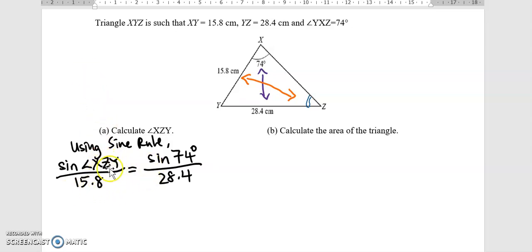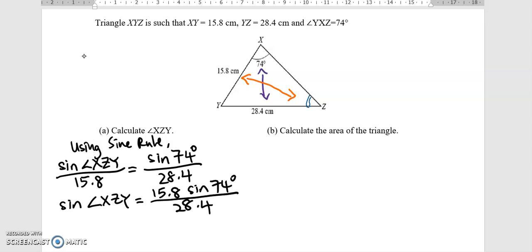Now I need to solve for just the angle. So the first thing I'll do is bring 15.8 to the right hand side. So sine of the angle is 15.8 times sine 74 degrees over 28.4. Now I only want the angle, so the next step I would need to bring the sine over. So my angle stays, and I will get a sine inverse on the other side. So sine inverse of the fraction.